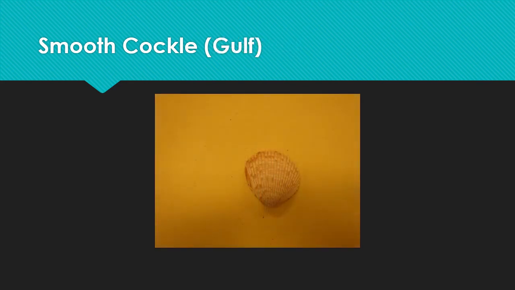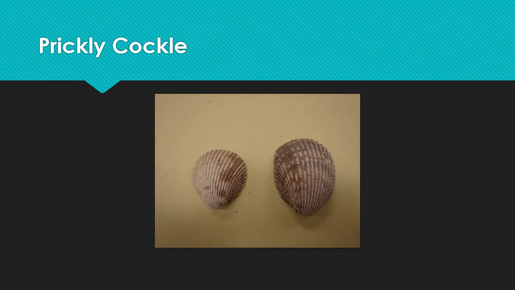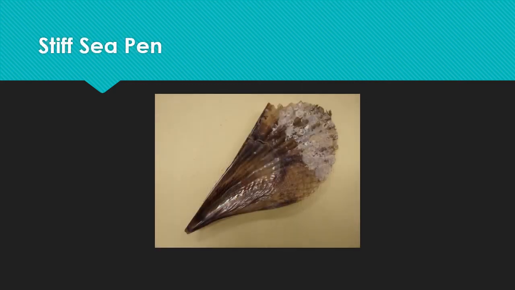We find a lot of Gulf cockles, which are much smaller. And we also find the prickly cockle, which has little spines on its shell. The stiff sea pen is often found on our beaches, and that shiny nacre, as it's called, is referred to as mother of pearl.